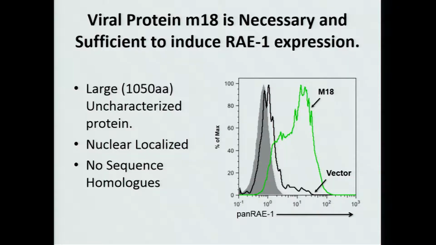So just a quick rundown on M18. M18 is a large, uncharacterized protein. It's low complexity. From our preliminary studies, it appears to be nuclear localized, and we haven't been able to find any sequence homologs in other viruses. And so we were sort of flying in the dark here. We didn't know what we were working with. The biggest handle we had on this was the fact that it induced these ligands.